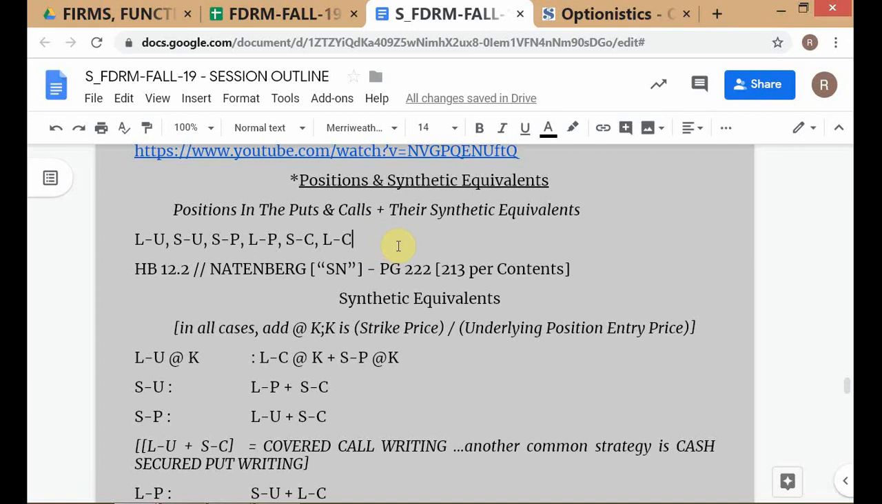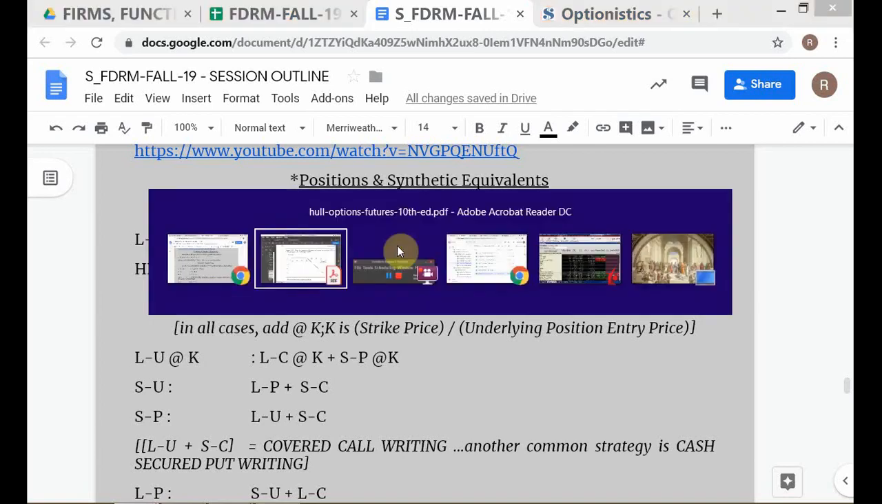So we are now going to look at synthetic equivalent. What is a synthetic equivalent? A synthetic equivalent basically is any position that allows you to create the same kind of economic outcome. So if I'm saying synthetic equivalent of a long underlying, what is the underlying outcome?